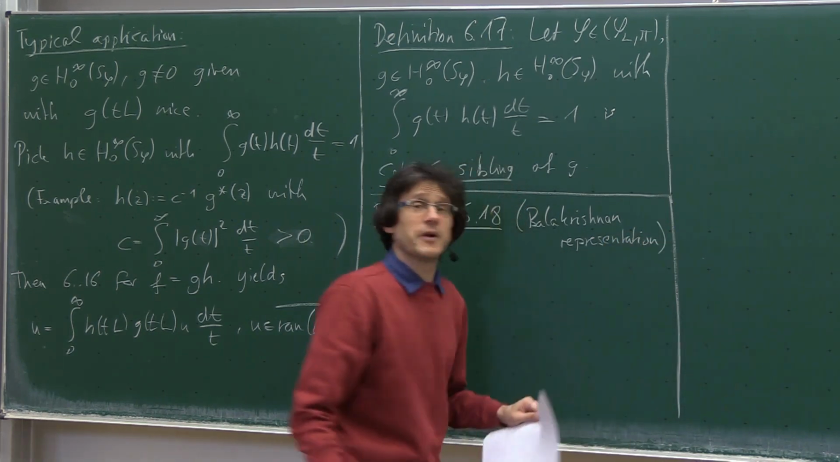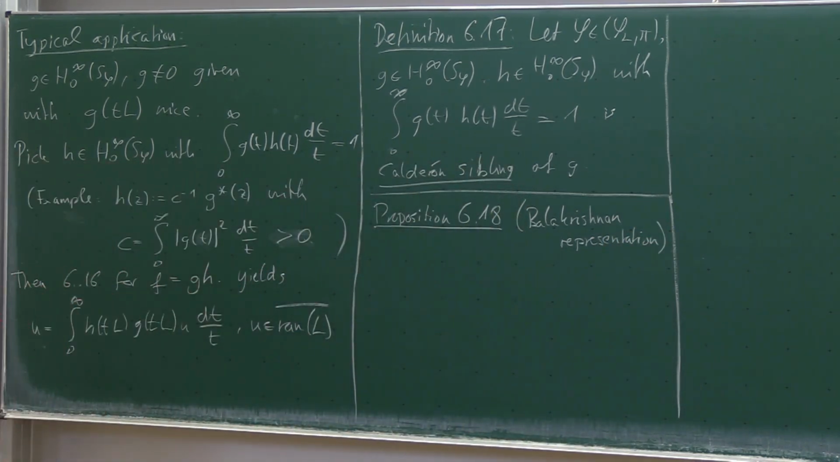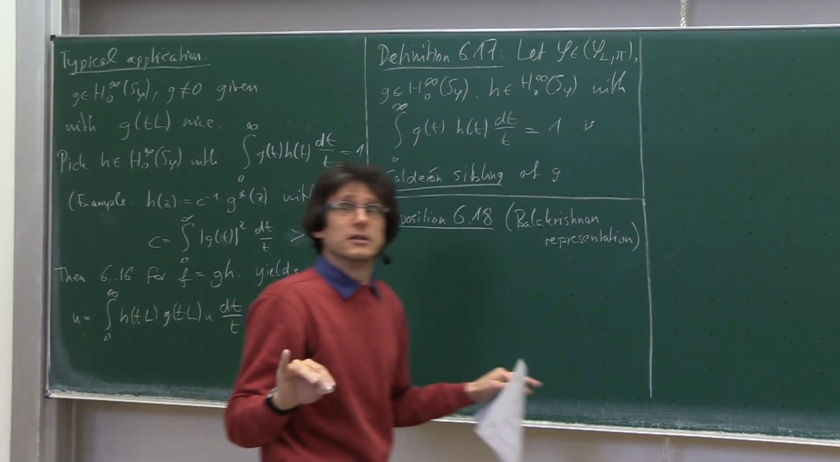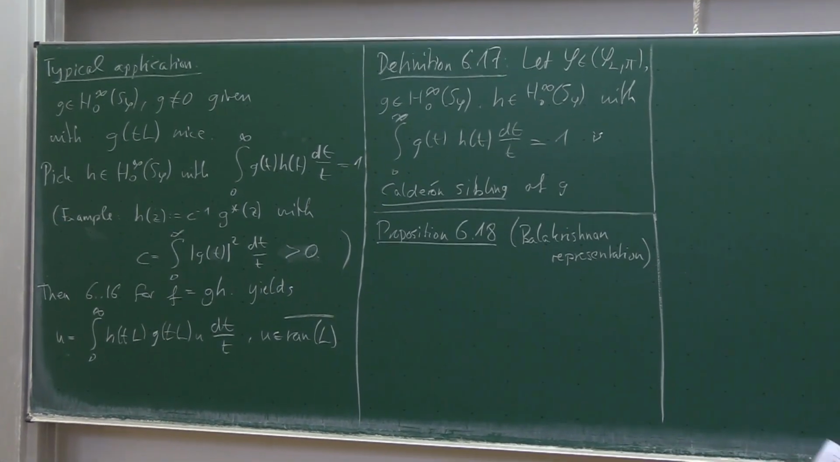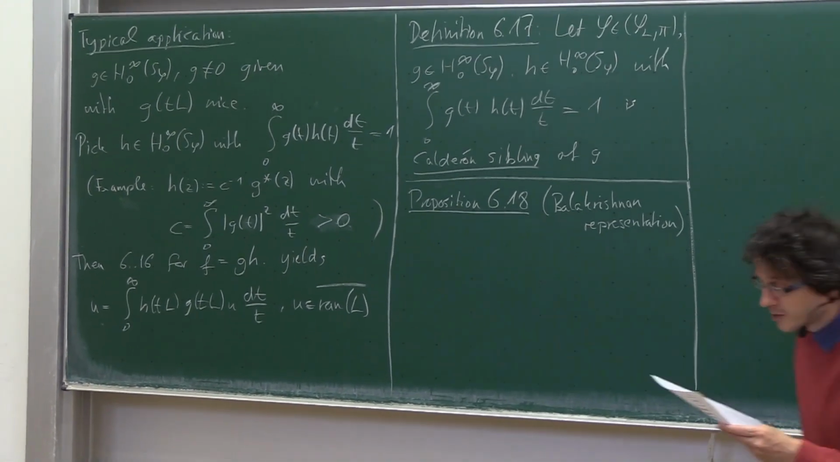You can prove this by other means, but what I will show you is a proof by functional calculus. When Balakrishnan did this, I think in the 50s or 60s, it's rather old, there was no functional calculus around. He did it in a different way, but you can use the Calderon reproducing formula in a rather elegant way to prove this representation.